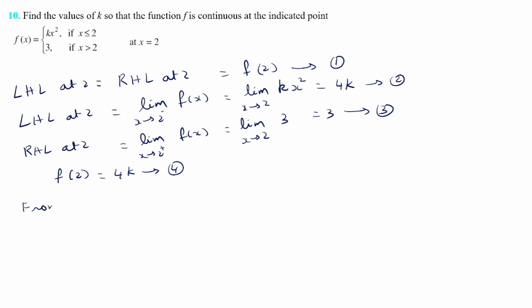So from all these, 1, 2, 3 and 4, we have 4k equal to 3, which means k equal to 3 by 4. So this is how we can use continuity and discontinuity to find the value of k or lambda if it is asked. And we can also prove whether a function is continuous or discontinuous using this condition.